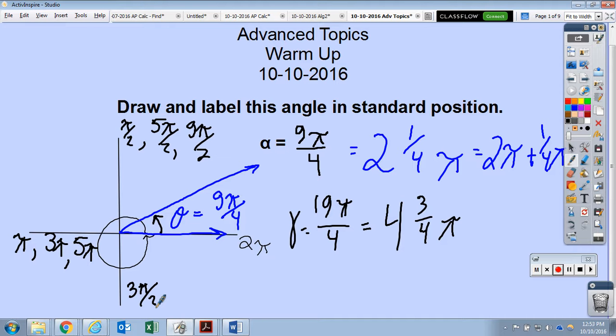Now you can take that 4 pi and set it aside and ignore it, and think about this: it's going to be coterminal with an angle that is just 3/4 pi, which is going to end over here. So I'm just taking out repetitions when I do these. So if I did this, let's say I'll do this in red, this guy would end up over here.